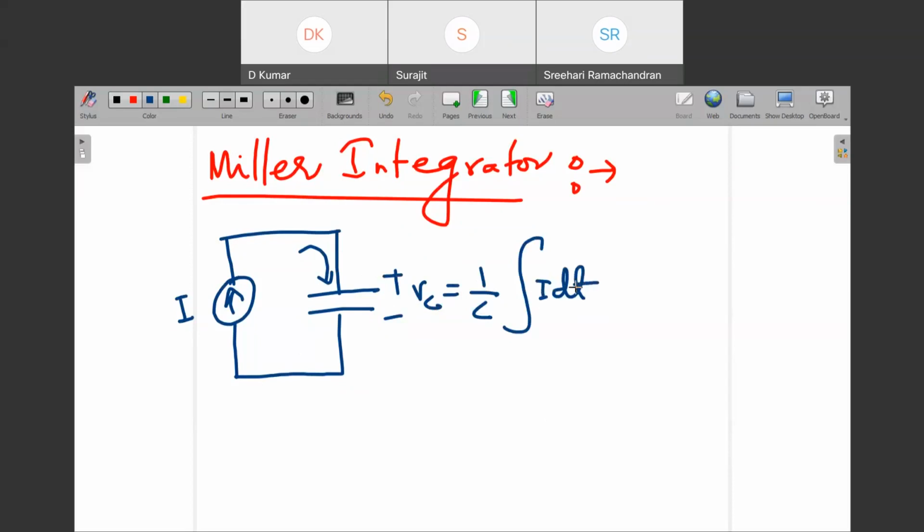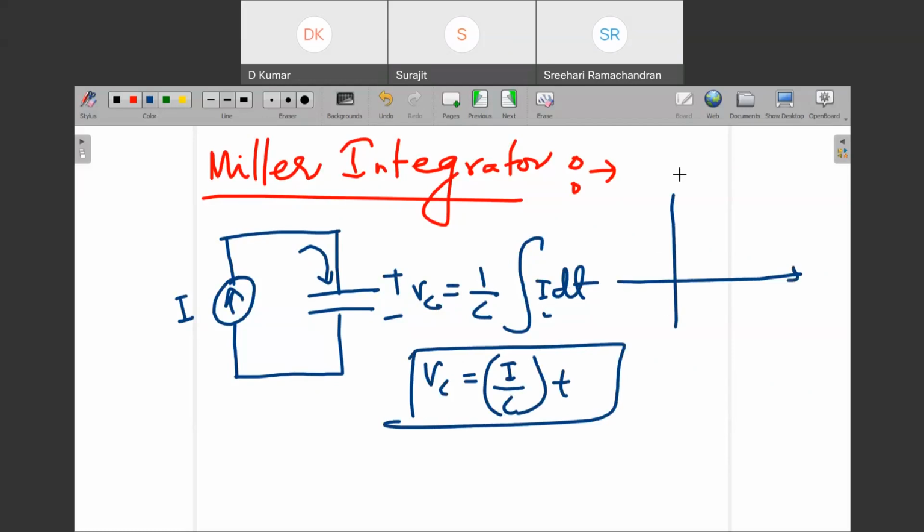So now VC equal to what? If I is constant, it means I by C into T. So if you draw this voltage, it will charge linearly like this. The slope is I by C. This is just the basics.